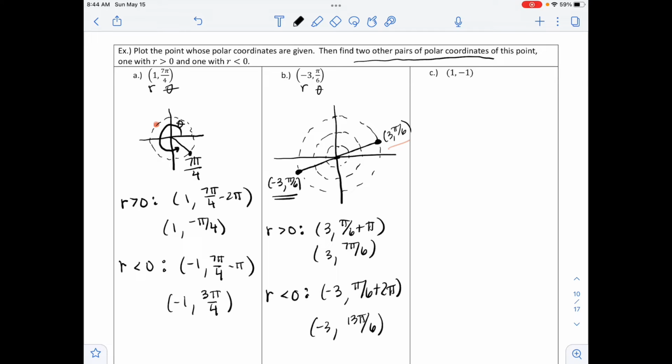Part C, I'm going to circle, and we'll look at this one together in class, but definitely give it a try on your own to see if you can plot it. Remember that r is equal to 1 and theta is equal to negative 1. This is negative 1 radians, and you can convert that to degrees if that makes it a little easier to think about where that would be located.